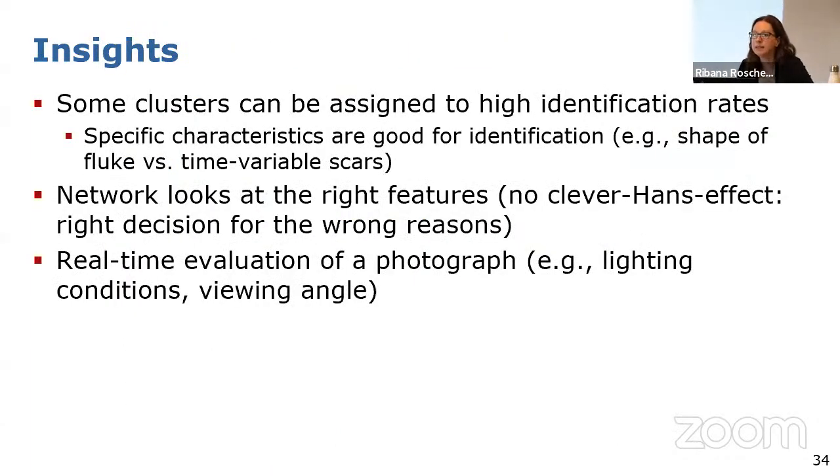So what are our insights? I already mentioned a few of them. Some clusters can be assigned to high identification rates. So we found out specific characteristics are good for identification. For example, the shape of the fluke, when you had the whole fluke covered, that was really good. Versus the time variable scars, that also confirmed our prior knowledge. And we could also confirm that the network looks at the right feature. So there was no Clever-Hans effect. That means no right decision for the wrong reasons.